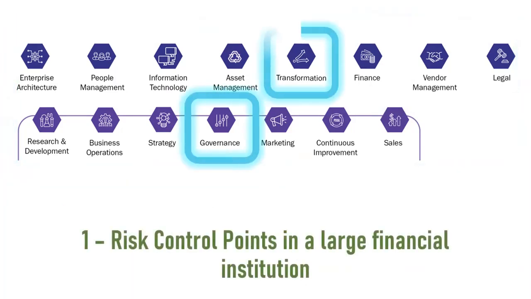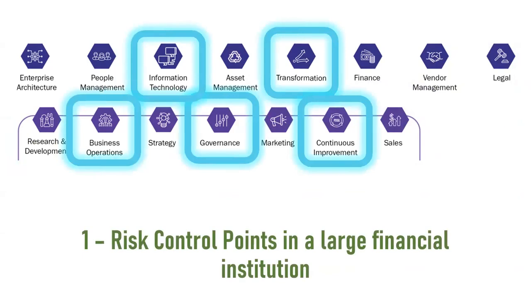Let's look at, for example, risk control points in a large financial institution. So risk control points basically are specific control points as addressed. You can find control points in the PMI's risk standard, for example. Control points address specific risks, and in financial institutions or any other regulated industry, you need to document how you are addressing these control points.